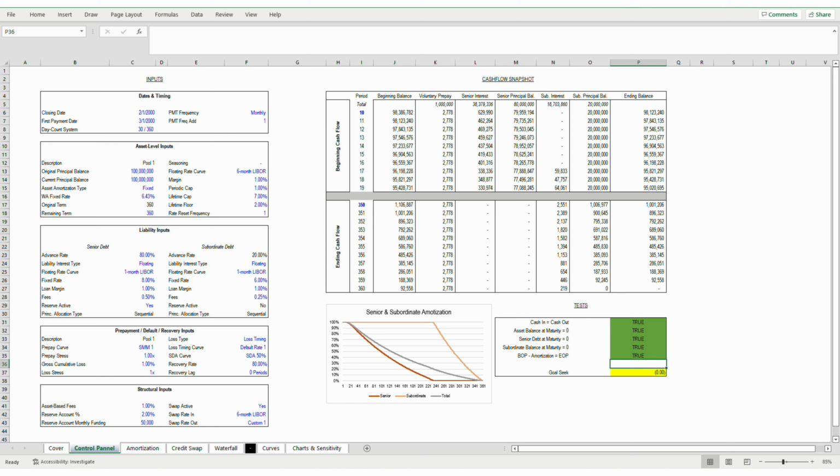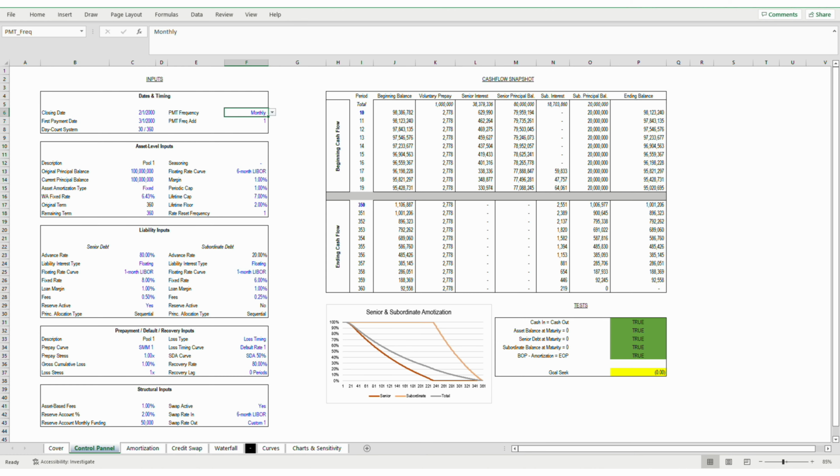I also added this goal-seek functionality to solve for a weighted average fixed rate, which sets the subordinate tranche in the final period, in this case the 30 years or 360 months, equal to zero. And that also ensures that the asset pool generates the exact amount of revenue to pay off both the senior and subordinate debt. The model can switch between four different payment frequencies: monthly, quarterly, semi-annually, and annually.